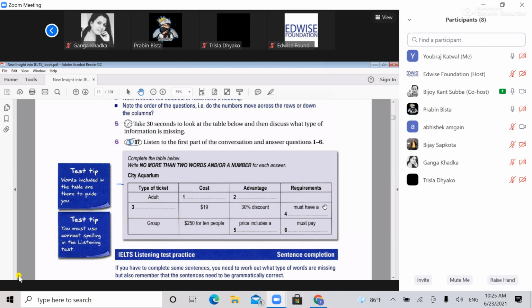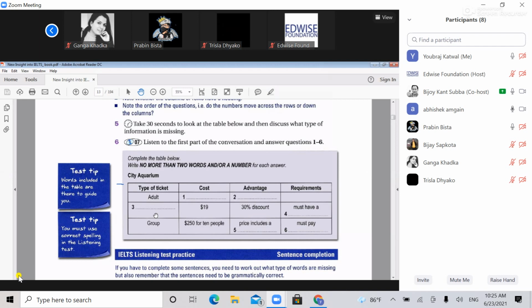Yes. Okay, all right. Now let's go on. Number 2, the advantage: no booking. If you say "no booking required," it's going to be a wrong answer because it clearly says no more than 2 words. So, no booking. Number 3, type of ticket.